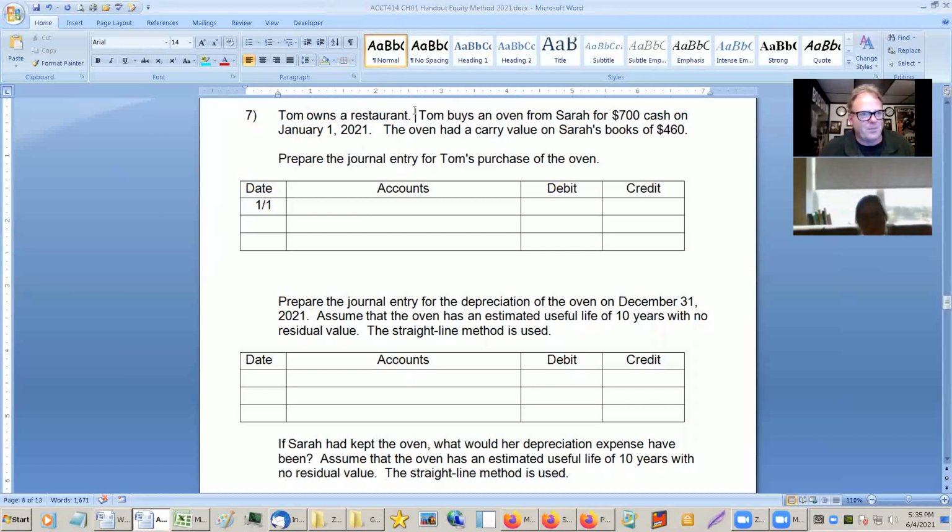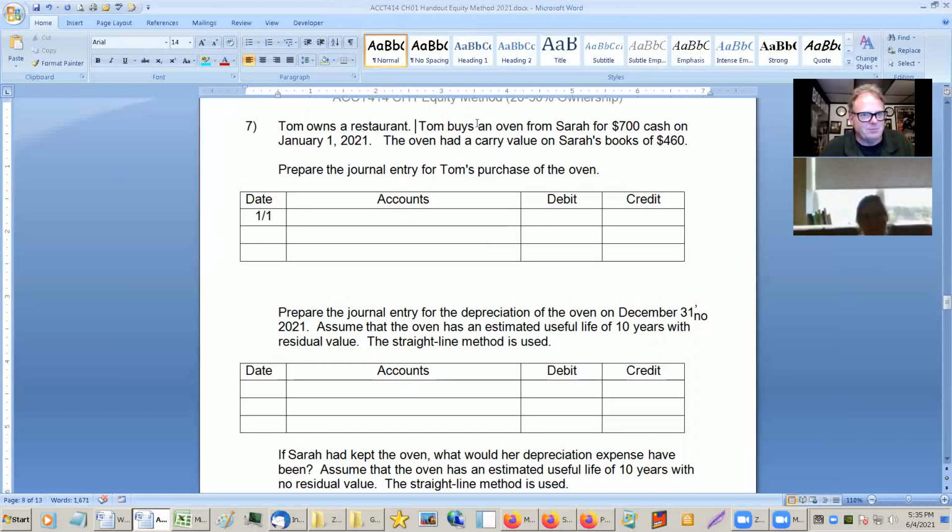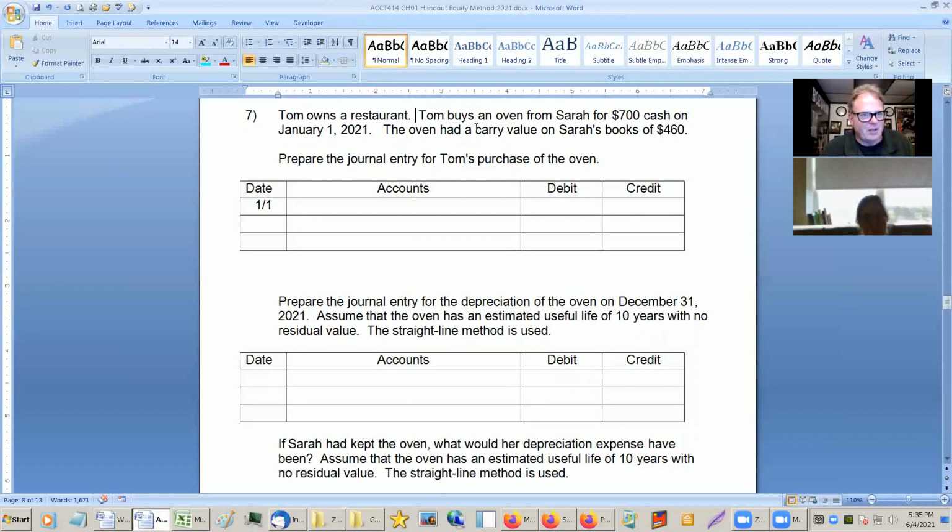Okay, Tom buys an oven for $700. So this would probably be equipment. You can also put down books. Cash goes down. Oops, this is an asset going down.